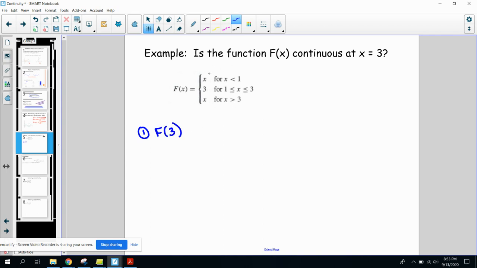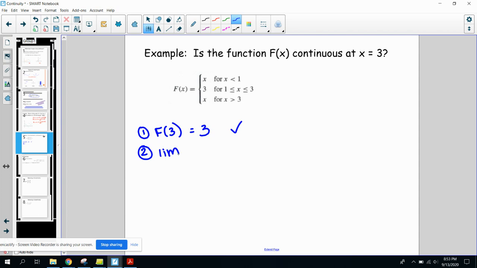If I look at my graph, or my function, the second function that we're using here includes the 3. Right? x is less than or equal to 3. So since it's equal to 3, f at 3 is 3. So f of 3 equals 3. It's defined. So check.